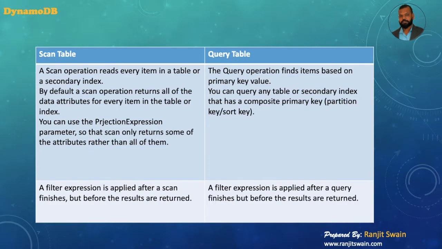The query operation finds items based on the primary key value. You can query any table or secondary index that has a composite primary key, the partition key or sort key. In scan table, a filter expression is applied after the scan is finished, but before the results are returned. In case of query table, a filter expression is applied after a query finishes but before the results are returned.